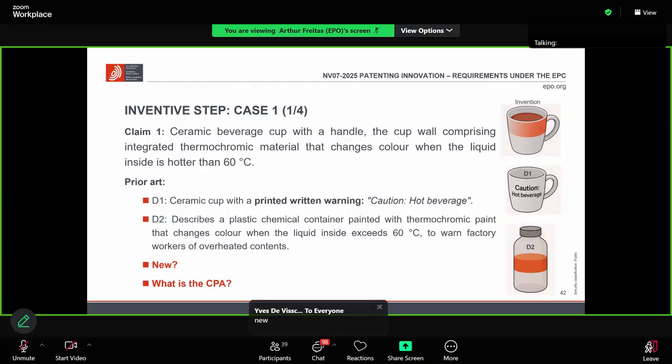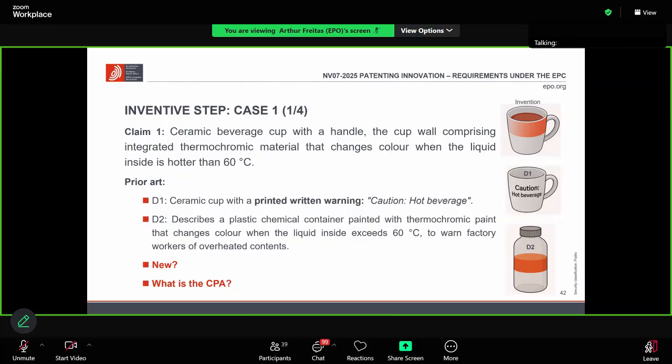And the invention is new. Indeed it is new, right? D1 misses the thermochromic material. D1 has somewhat of a thermochromic paint, but it is not of ceramic and does not have a handle. So the invention is new. Okay, Article 54 complied with, check. Now we move to Article 56.